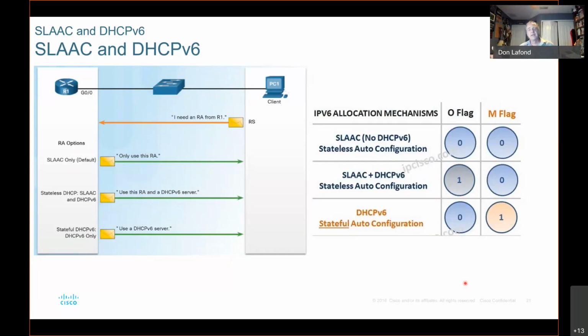And then there's stateful, and that's where it's managed. The M flag is set. The other two are not set. And in that case, the router responds with a stateful DHCPv6 message, just saying, go talk to the DHCPv6 server.